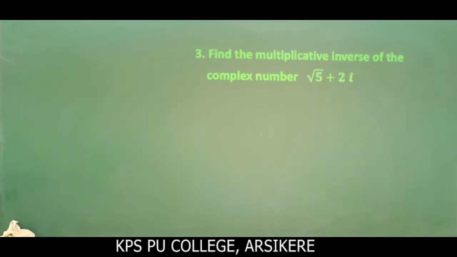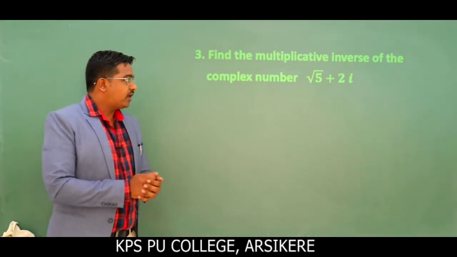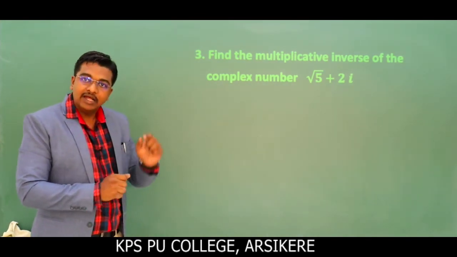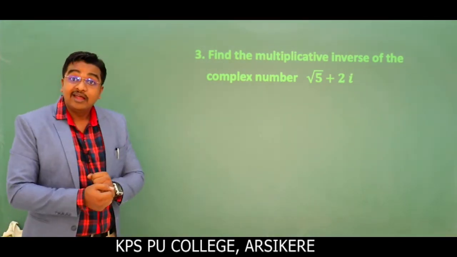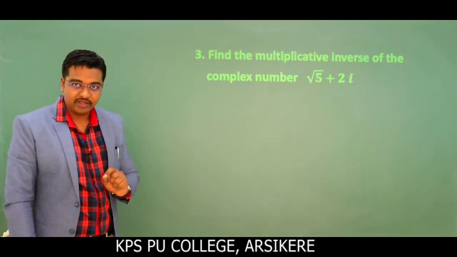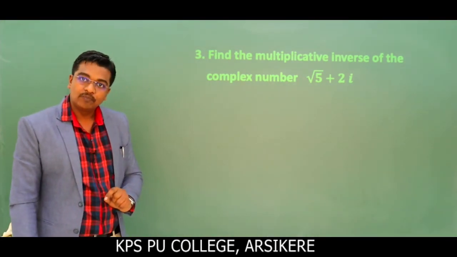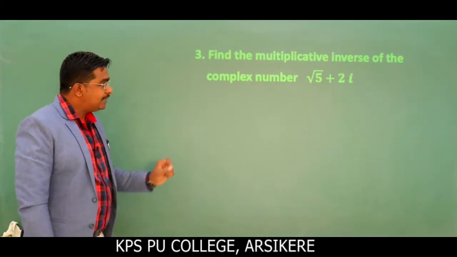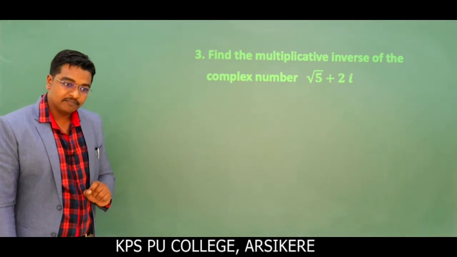Now dear students, we are moving to the third problem. Find the multiplicative inverse of the complex number root 5 plus 2i. Previously in both the cases, real part as well as the imaginary parts are integers, but here we have an irrational number, that is root 5. Here the real part is root 5 and imaginary part is 2. So write the problem first. I repeat, find the multiplicative inverse of the complex number root 5 plus 2i.